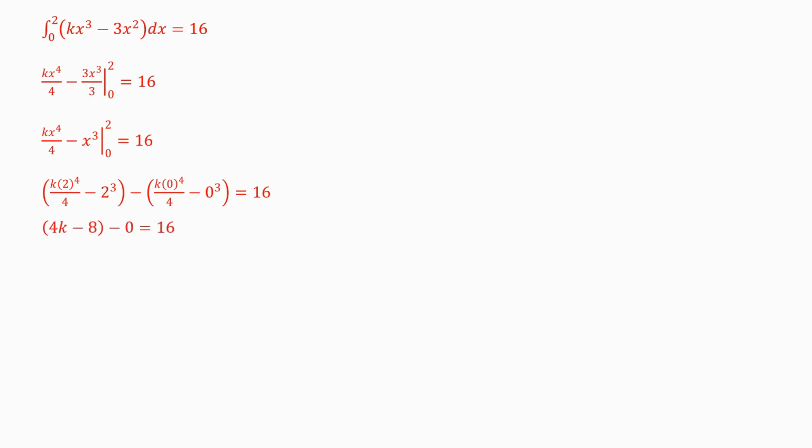This becomes 4k minus 8, and in the second expression we have 0, is equal to 16. So in short, 4k minus 8 is equal to 16. We add 8 to both sides of the equation, and we have 4k is equal to 24. Divide both sides by 4, and we find that the value of k is equal to 6.